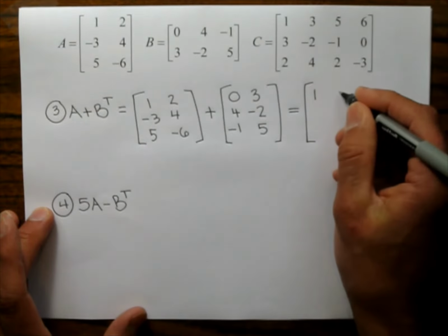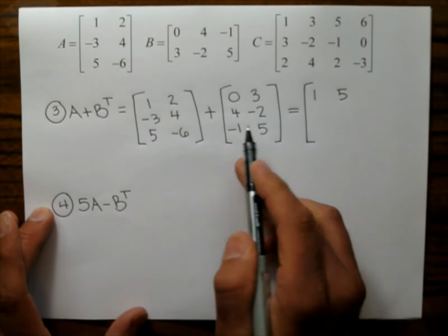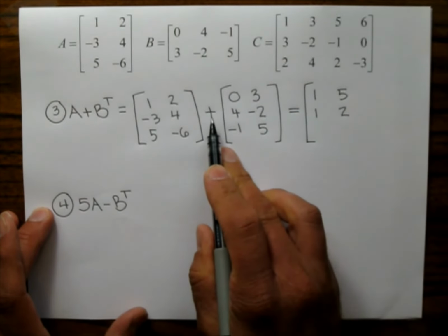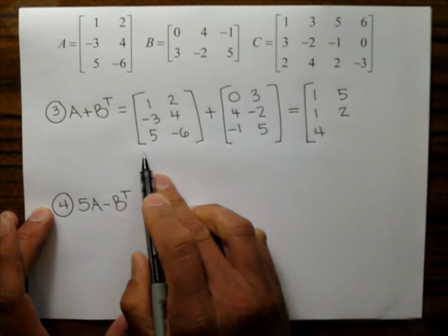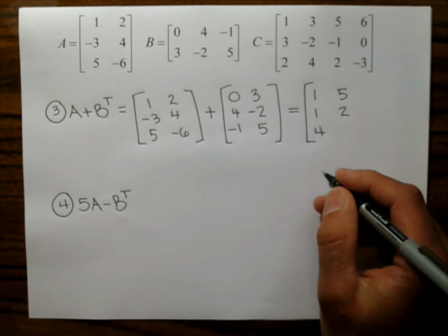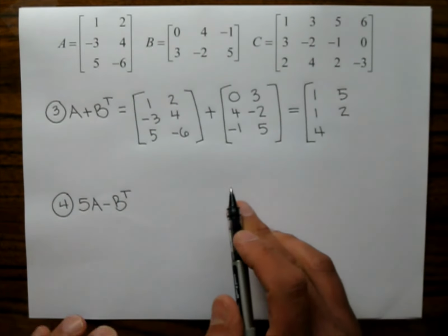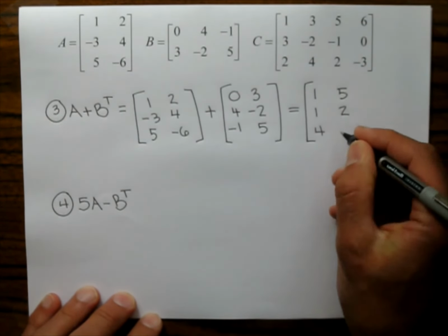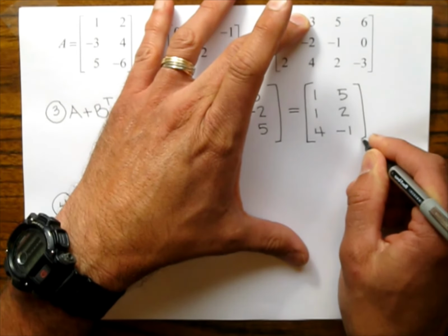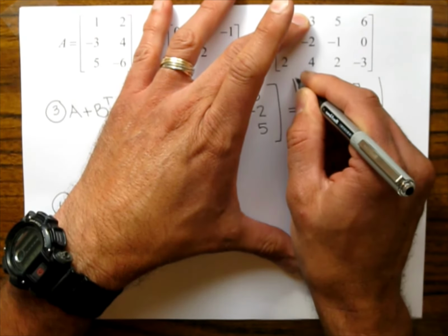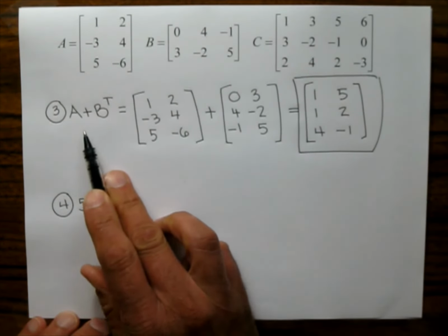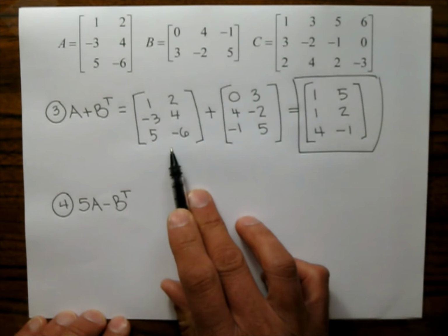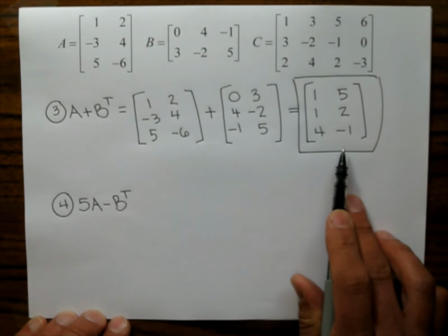We have 2 plus 3 is 5. Negative 3 plus 4 is 1. 4 plus a negative 2 is 2. So this is a lot of arithmetic. 5 plus a negative 1 is 4. And 5 plus 5 is 10. Oh, sorry, I said that wrong. Negative 6 plus 5 is, so I was looking at the wrong element. Negative 6 plus 5 is negative 1. So there is an example of matrix addition, one that works, and we have two matrices that are added together. They're the same size, they're 3 by 2s, and you get a 3 by 2 matrix as a result.